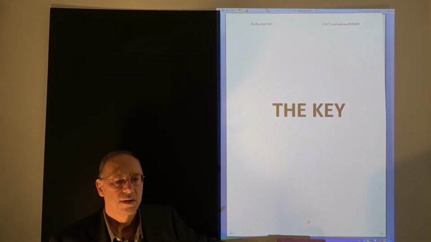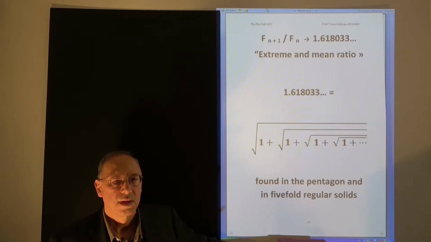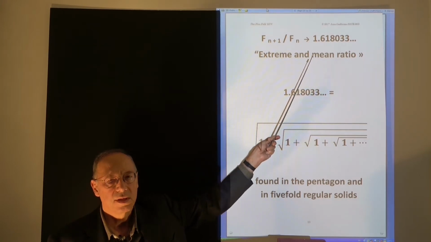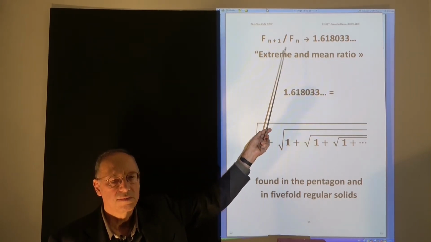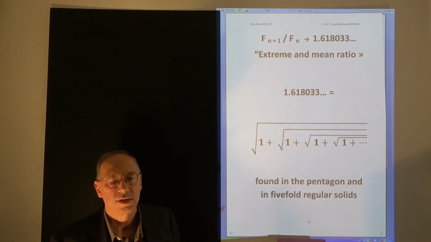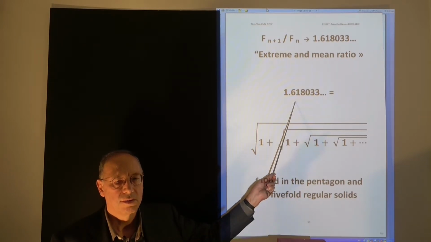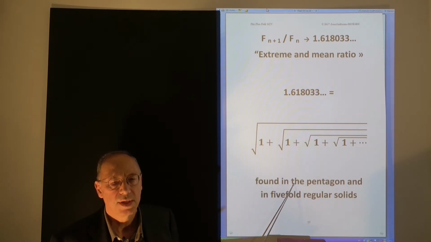The key to this numerical kinematic is this ratio, which we already mentioned, to which tends the ratio of two consecutive Fibonacci or generalized Fibonacci numbers, and is defined by this mathematical expression. This ratio is found in the sides of the pentagon and is found in fivefold regular solids. For this reason, we will now look into the possibility of a fivefold symmetry in space in the Sun.